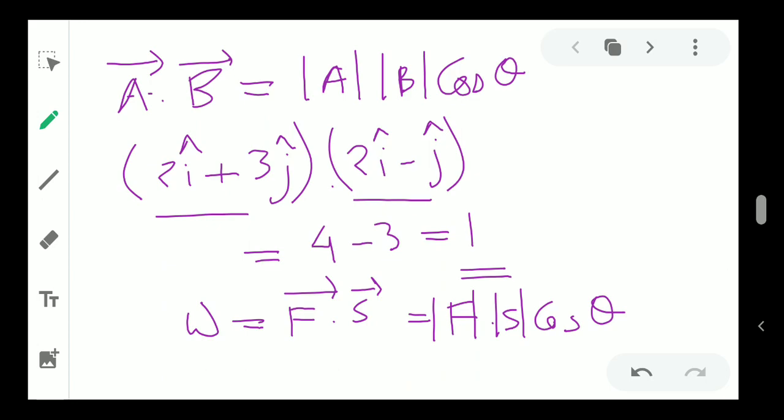As an example you can say W equal to F dot s, that is force into displacement into cos theta. So this is called a scalar product because our final result is a scalar quantity having no direction.